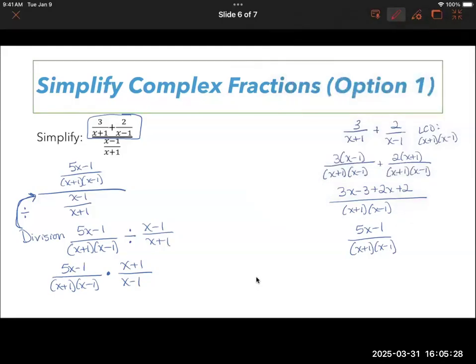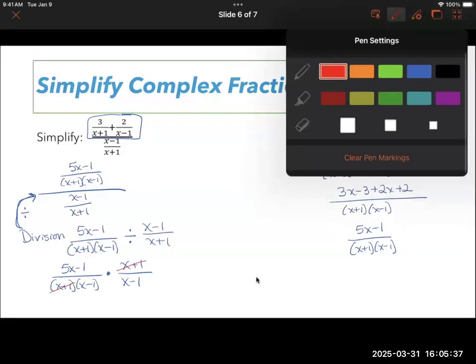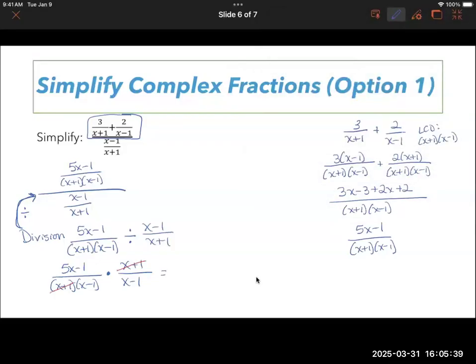Now we can look for any common factors, which are x plus 1 is common in a numerator and a denominator, so we can cancel that out. And then we will multiply our numerators and denominators together. So I'm left with a 5x minus 1 in the numerator, and I'm left with 2 x minus 1s in the denominator that will get multiplied together to give us x minus 1 squared. So that's one way that you can go about this.